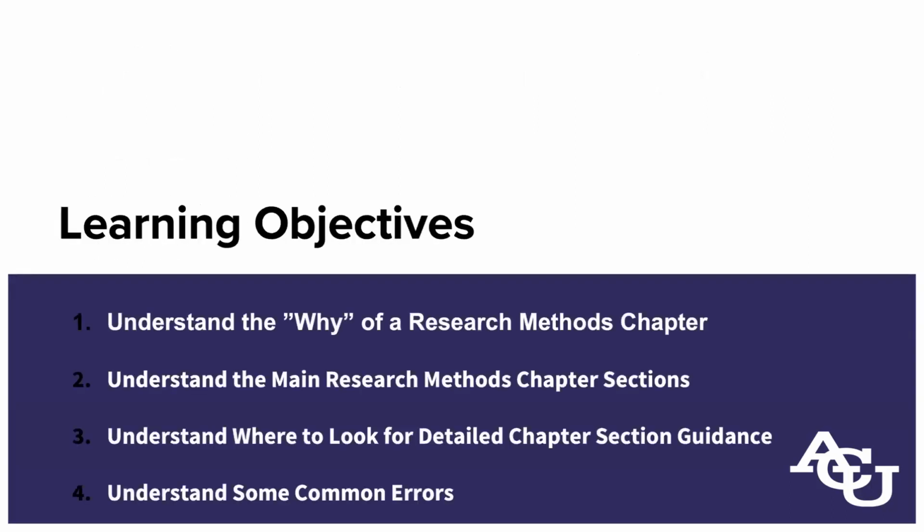All right, so today we're going to be following 4 foci. First, we're going to understand the why of a research methods chapter. Why is this information here? What are we trying to do with it? Then we'll look at the main sections of the research methods chapter. We'll look at where to find detailed guidance on each section, depending on your program. And we'll finish with discussing some of the common errors and how to avoid them. So with no further ado, let's dive in.